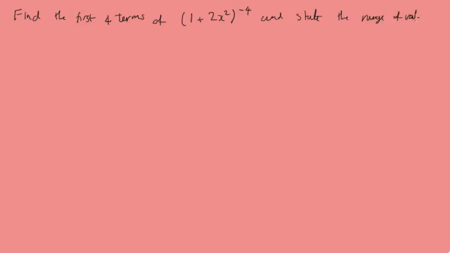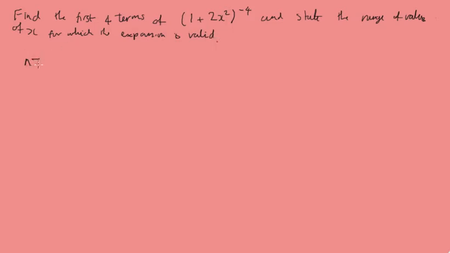Let's look at another example. Find the first 4 terms of (1 plus 2x squared) to the minus 4, and state the range of values of x for which the expansion is valid.